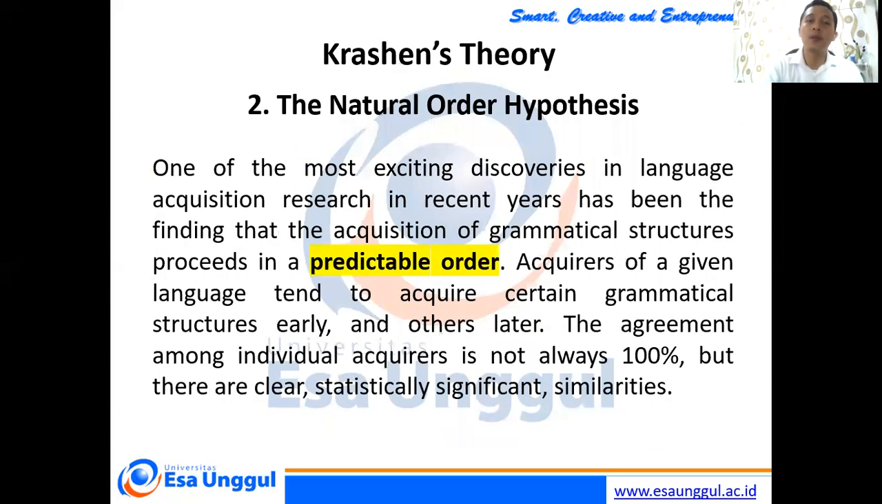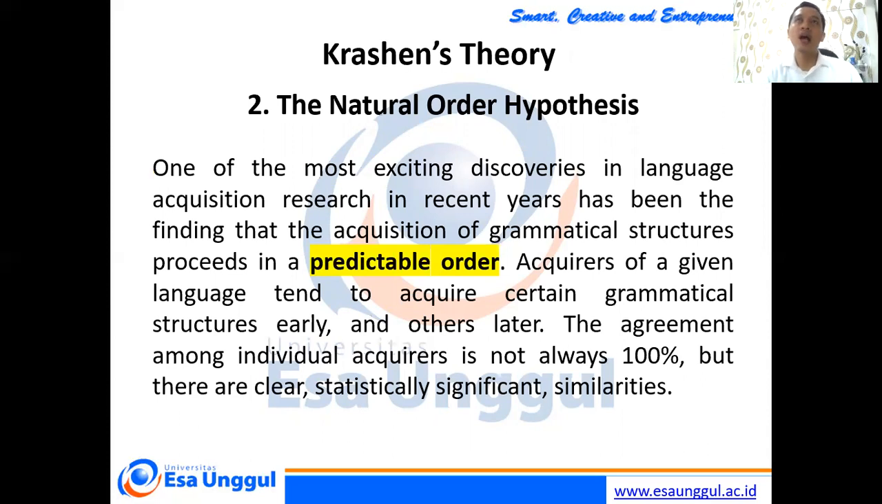Second hypothesis, the natural order hypothesis. This might surprise you, but there is a theory which says that there is a predictable order. Acquirers, or learners, of a given language tend to acquire certain grammatical structures early and others later. The agreement among individual acquirers is not always 100%, but there are clear, statistically significant similarities.